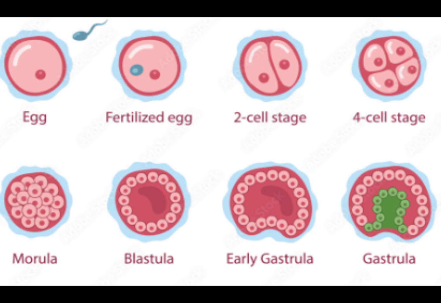The mature follicle now opens and releases the egg from your ovary. That is ovulation. After ovulation, the opened follicle develops into a structure called the corpus luteum. This releases the hormones progesterone and estrogen.